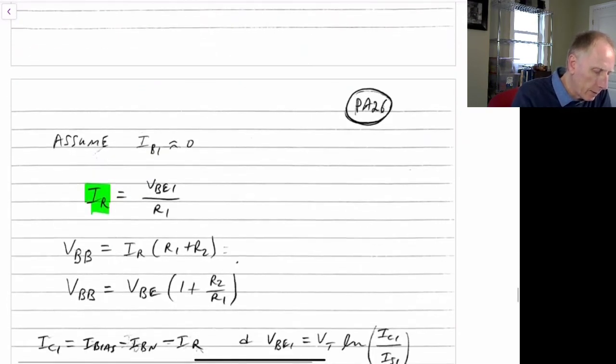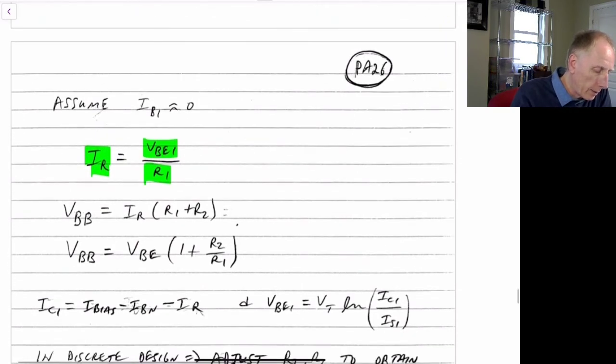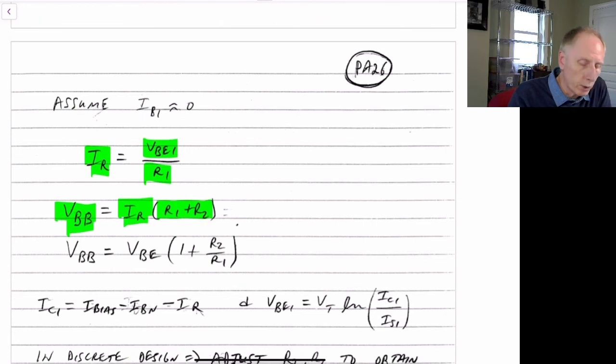So we have I sub R is equal to VBE1 divided by R1. That's the current through that resistor. And that means that the voltage VBB will be IR, that same current, but times R1 plus R2. And since IR is equal to VBE1 divided by R1, this voltage VBB is VBE1 times 1 plus R2 over R1.